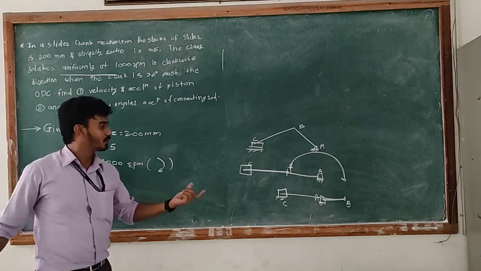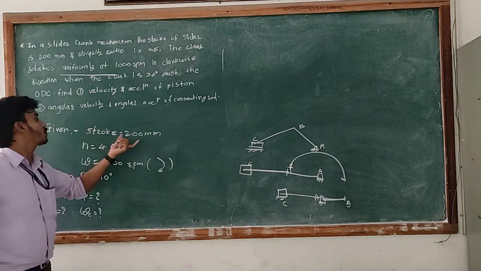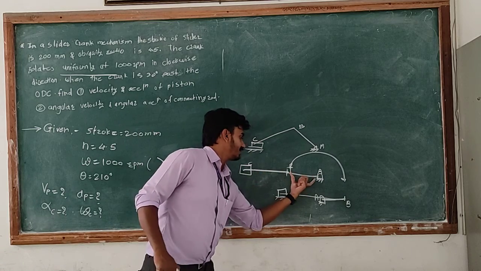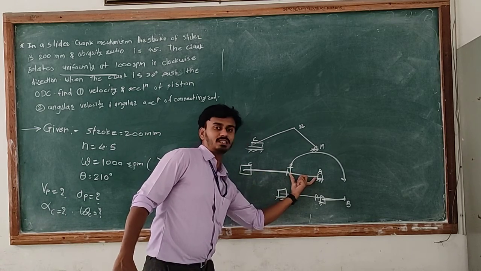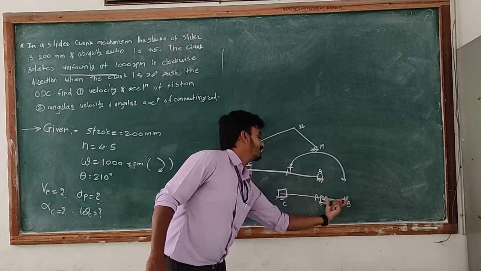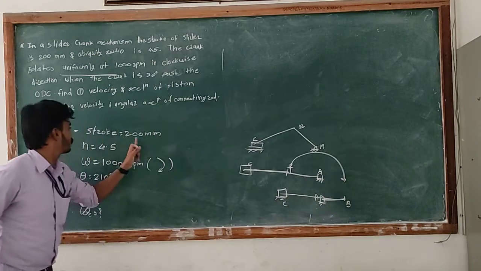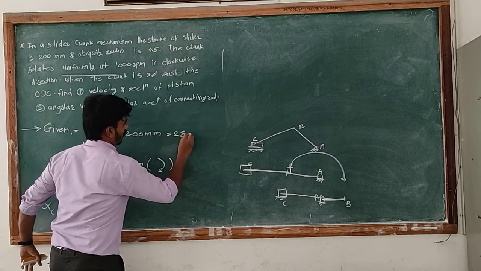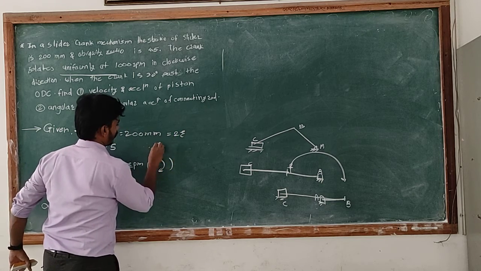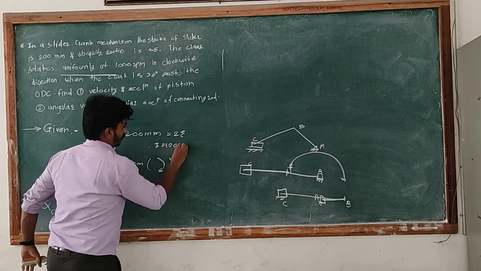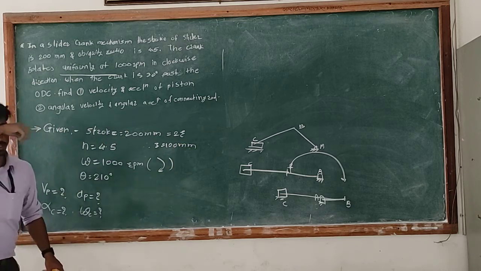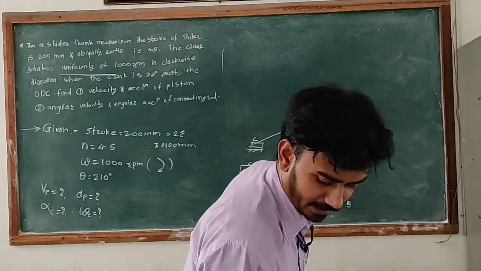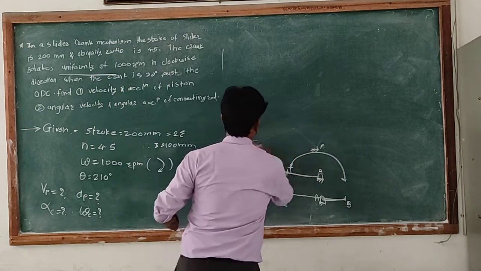So here they have given the stroke is 200 mm. What is this total distance? This is the length of the crank, that is R, and this is R, so 2R is equal to 200 mm. So stroke is equal to 2R and therefore R is equal to 100 mm. So these are the given things in our numerical. Now we have to solve this numerical.